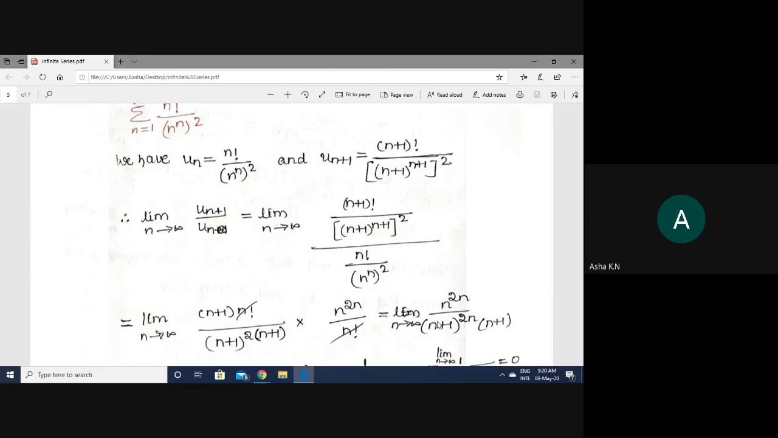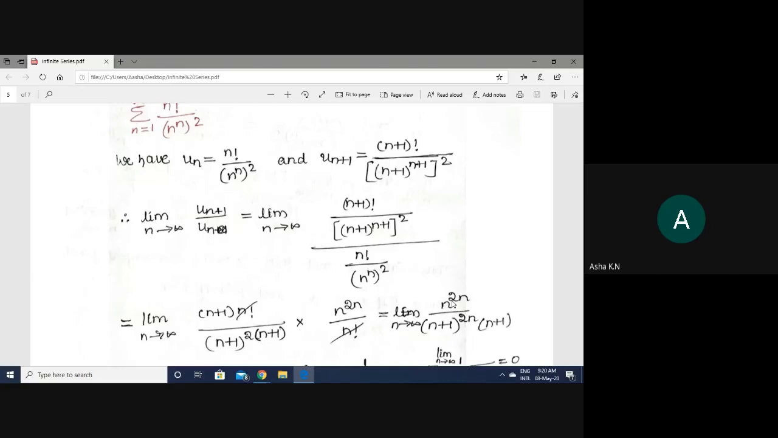One way is, in this n plus 1 power 2n, take n outside. When you take n outside, obviously only n does not come out, n power 2n comes outside, because we have whole power 2n. So when you take n as a common factor here, you will get n power 2n. That n power 2n gets cancelled with the numerator n power 2n.